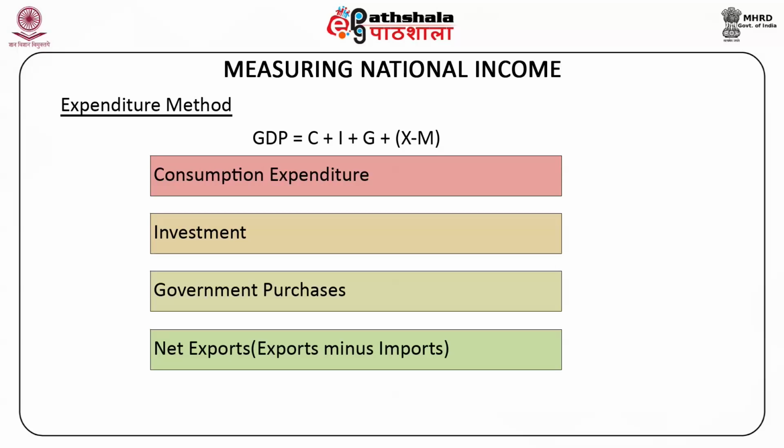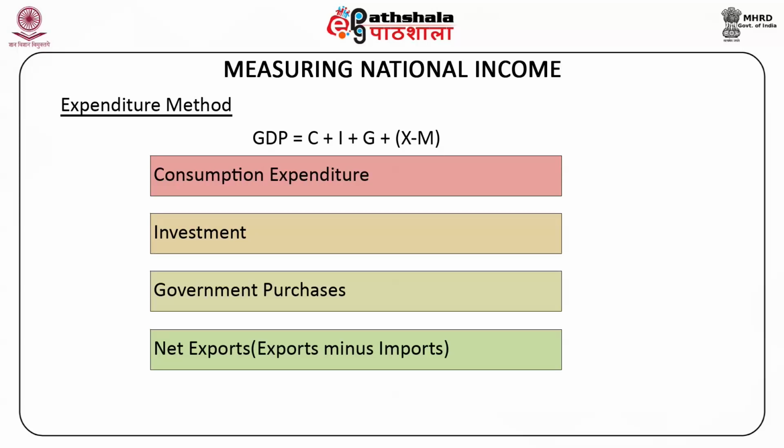Exports are currently produced goods that are purchased by the foreigners. Imports are the purchases of foreign goods made by domestic buyers and should not be counted in GDP. However, imports are included in C, I, and G. Therefore, imports are subtracted to compute the GDP. Both these methods, expenditure and value added, look at the production side of the GDP.